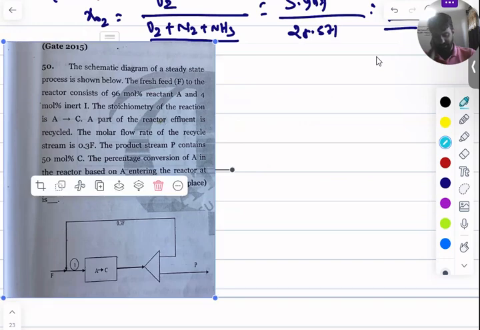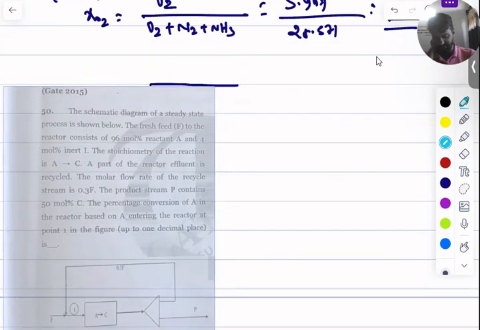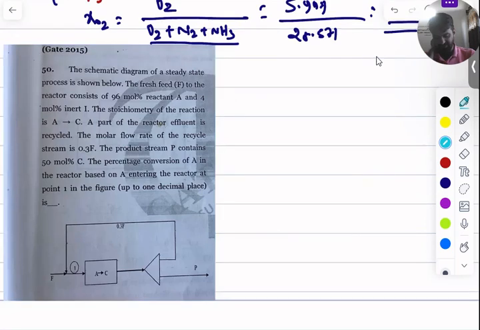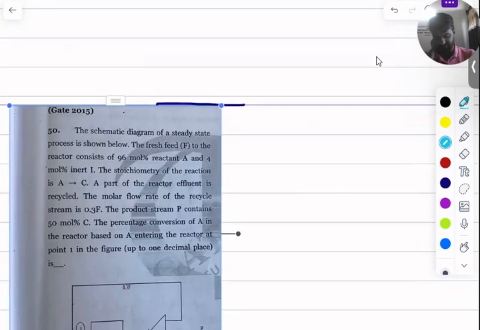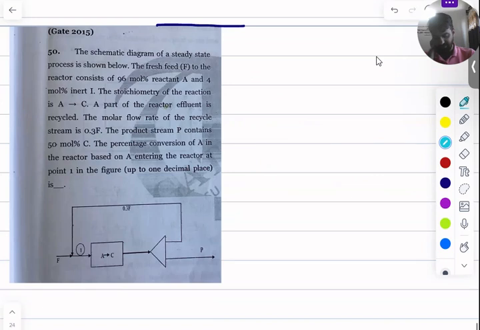Okay, then I am moving towards the next question of today's discussion. This question has been asked in GATE 2025, and this is also based on the recycle and purge. So you can see the question, first try to read the question.